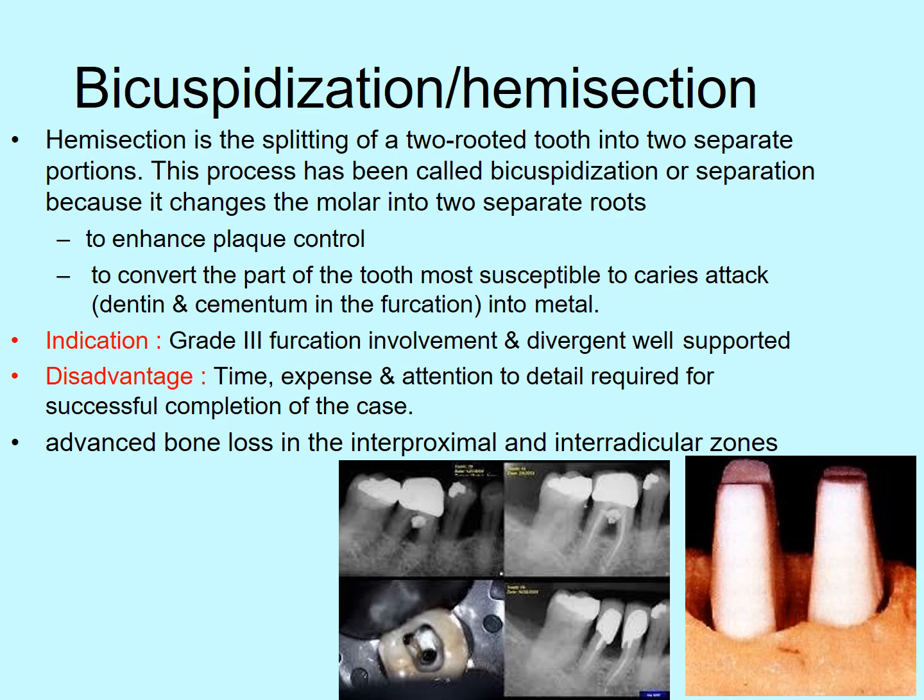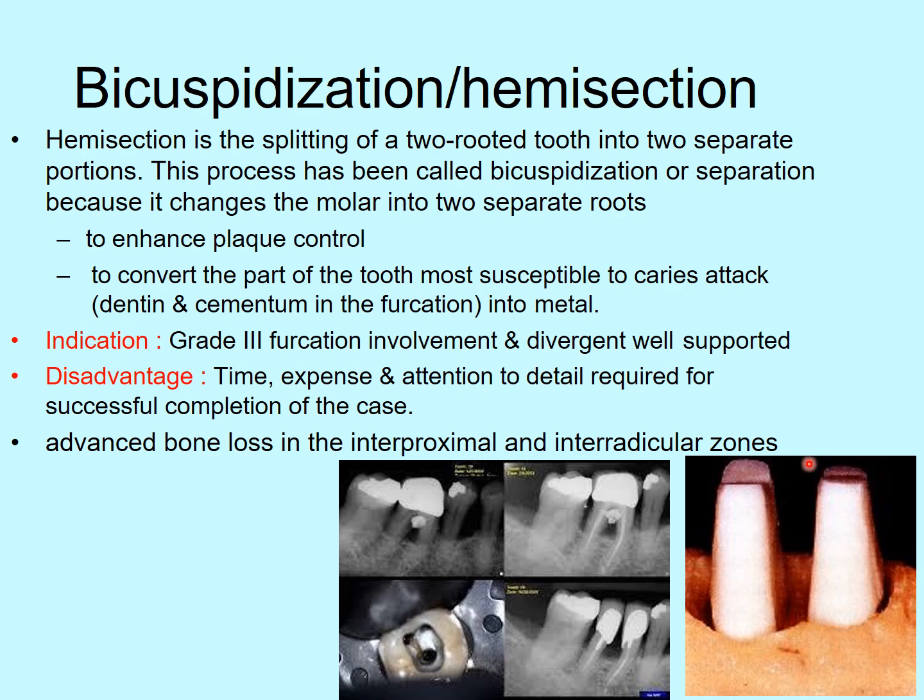So as we told, hemisection is the splitting of a two-rooted tooth into two separate portions. So this can be called bicuspidization. Hemisection will be like this: one root can be removed. So one part of the tooth can be removed, and that is the hemisection. Whereas in bicuspidization, the crown and root portions will be separated together.